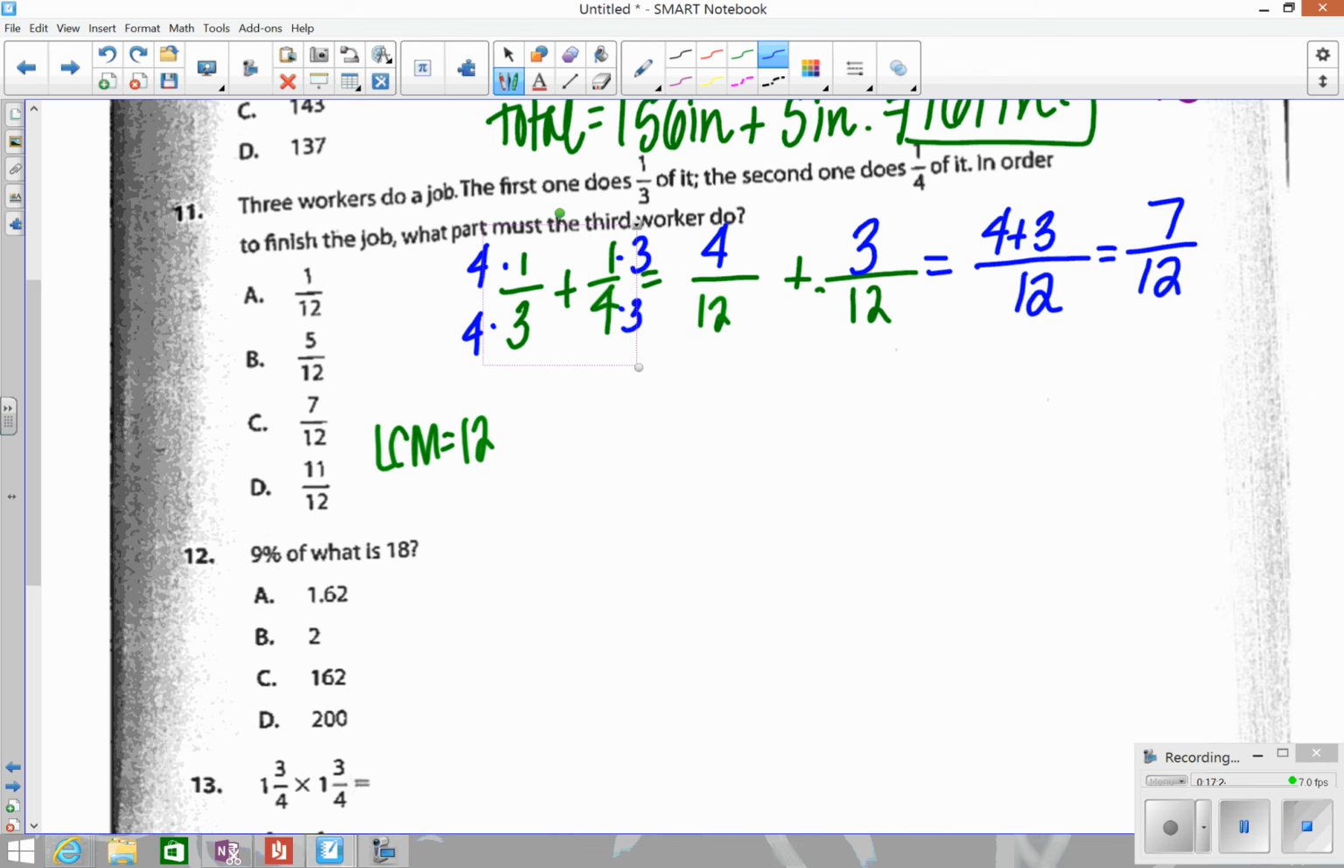So if you think about that, how much would be left? Well, how much more do I need to get 12 over 12? So the answer is you need 5/12 more. So essentially what I'm doing is saying, okay, well 12 over 12 would be everything. That would mean it's complete. I already have 7 over 12. So if I subtract that, that tells me that I have 5/12 left for the third worker to do.